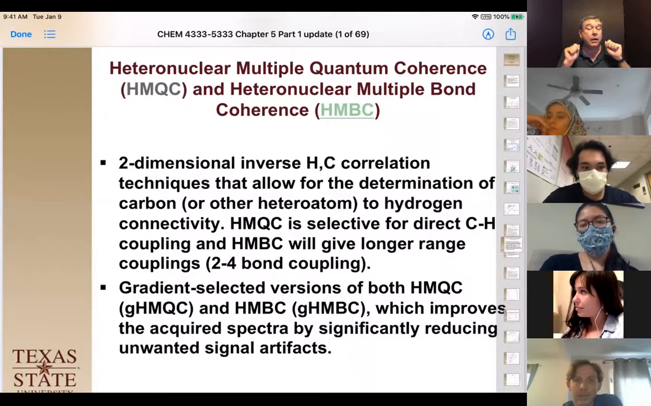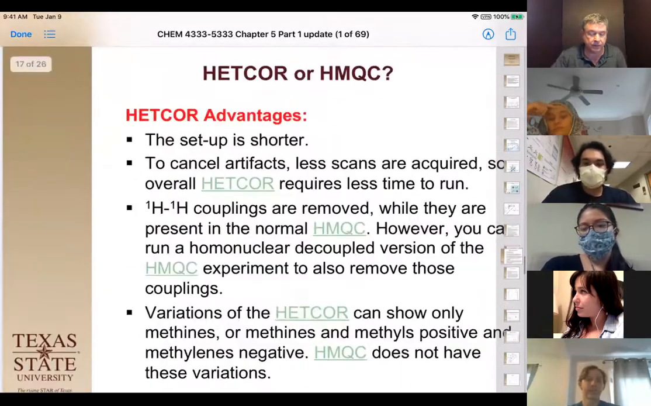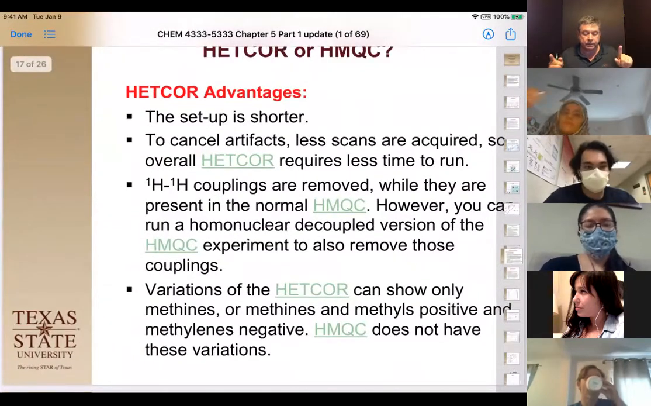Okay, so it makes it harder to analyze the multiple bond coherence, but you start with the QC first and get exactly that, and then if there's still an ambiguity about connection, then you go to the multiple bond correlation, and then you can say, this H is 1 or 2 bonds over from this carbon, so now I know I have to draw it in that specific correlation. So what do these look like and how do we analyze them? Okay, that's what we're gonna do next.